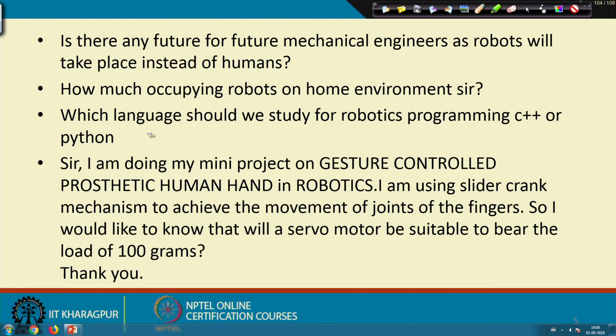The next question is: which language should we study for robotics programming, C++ or Python? This I have already mentioned. If you want to learn a programming language for robots, you need not learn a very sophisticated language like Python and others. What you need are very basic commands, as I have already mentioned, and with the help of these basic commands you can very easily write the robot program. I have already solved at least one example in the lecture, and we have shown real experiments also, on how to teach a robot with the help of a programming language.